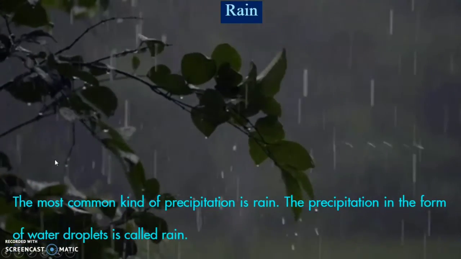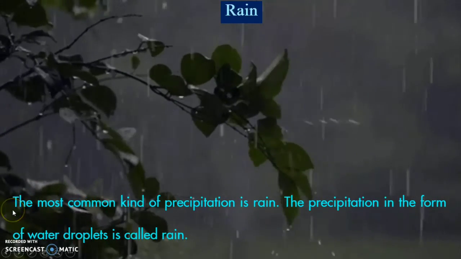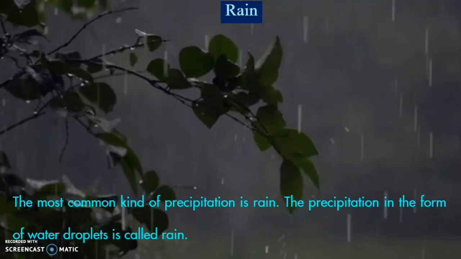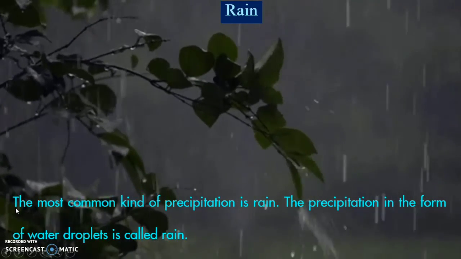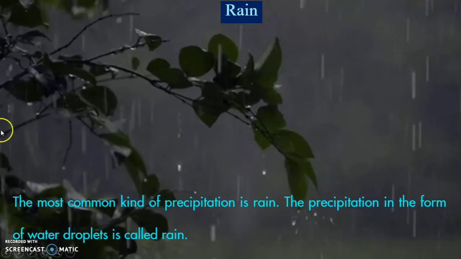Okay, now let's see the different forms of precipitation one by one. The first one is rain. Children, do you like rain? Yes, most of us like rain because it gives a cool feeling. Okay, now let's understand about rain a little more.